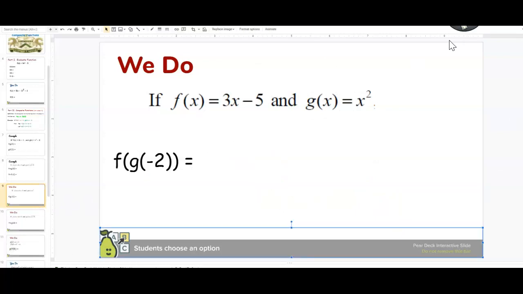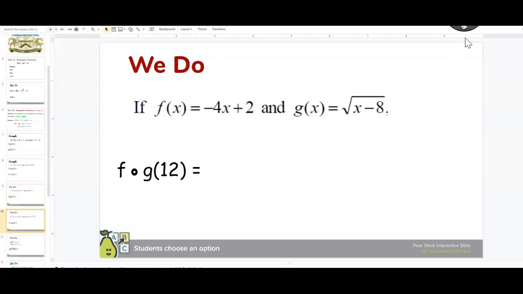Next one. So here you have equation f, equation g. And the question is, put equation g in equation f. We have done this one, right? Next one.